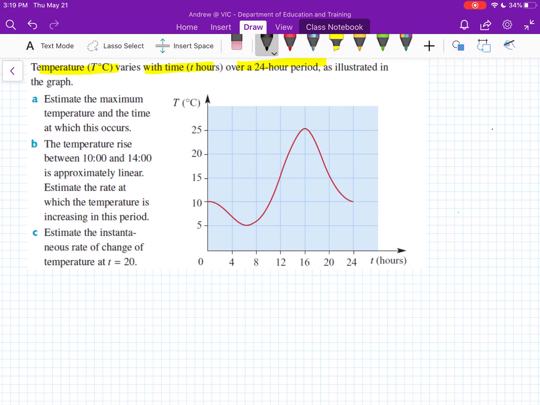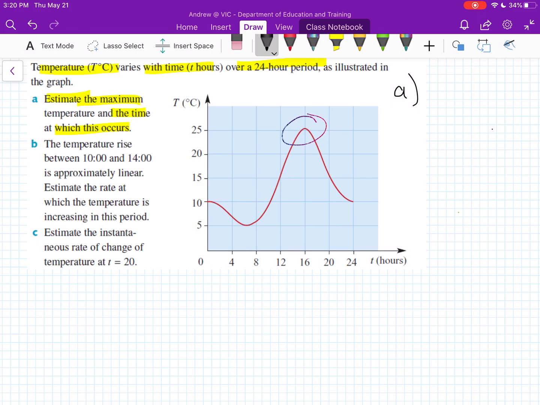Okay, so part A, we estimate the maximum temperature. Keyword there, estimate, so it doesn't need to be perfect, and also the time at which this occurs. Okay, hopefully this is pretty straightforward. The highest temperature is our highest point on the graph, which is there. So we can just break this down as A.